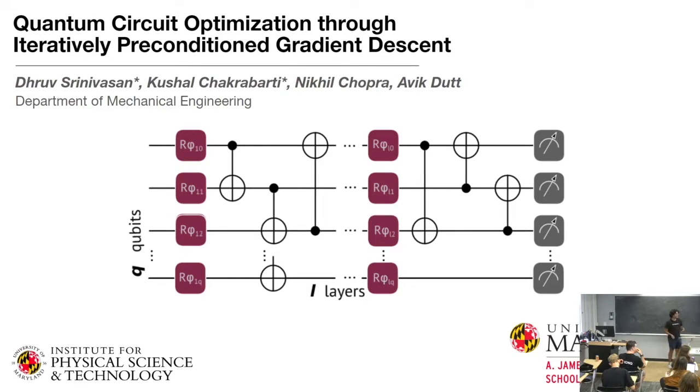Hi everyone, I'm Drew. This work was done with the Floquet group at the University of Maryland in collaboration with Dr. Nikhil Chopra's group. Dr. Chopra specializes in algorithms. His group created the algorithm Iteratively Preconditioned Gradient Descent in the context of machine learning and robotics, and here we're applying it for quantum circuit optimization.